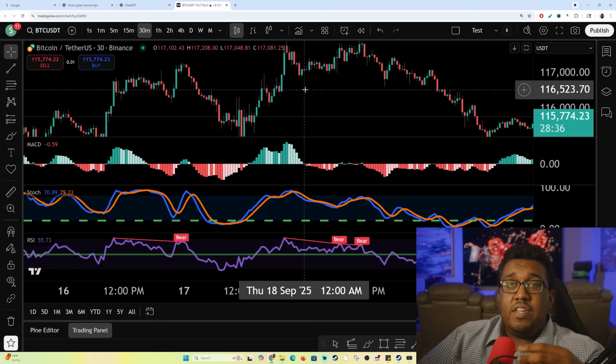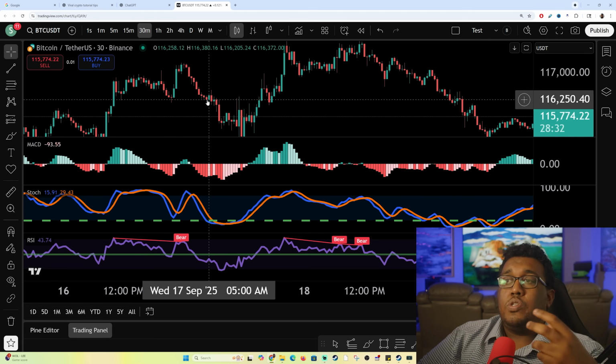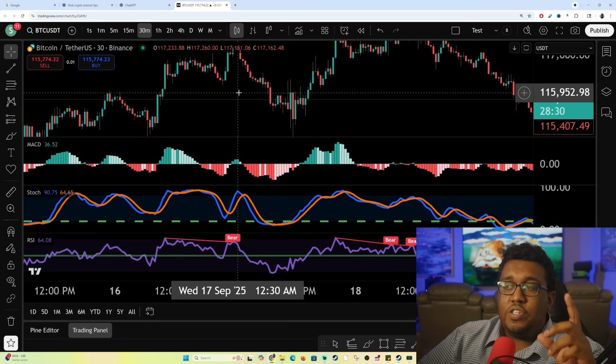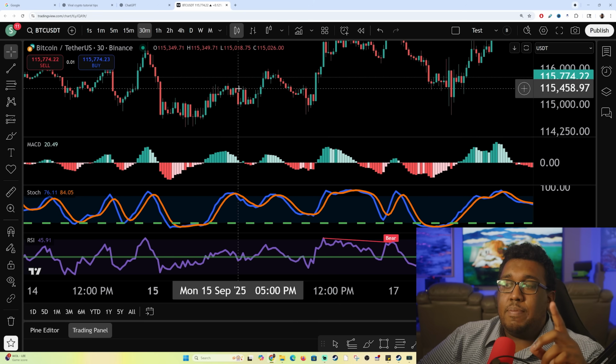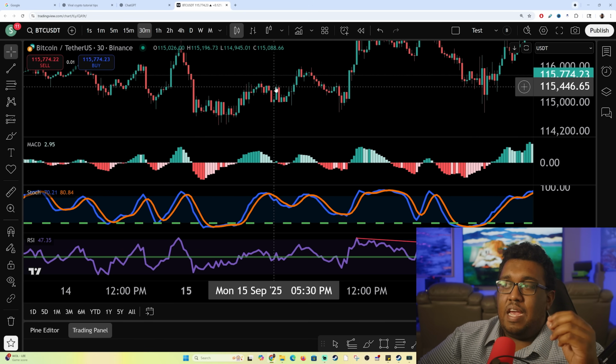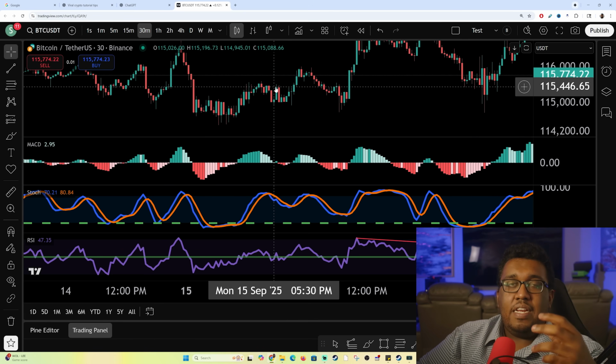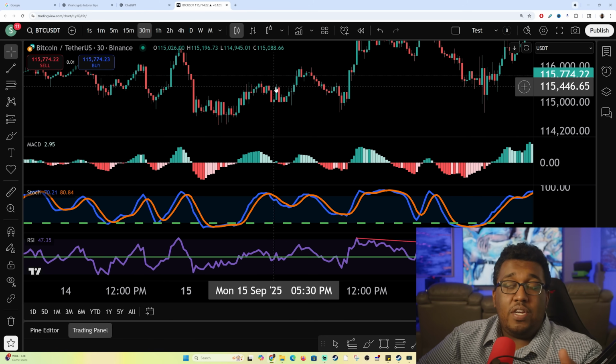Now, what I found is this really works on the 30-minute chart, and this really excels on the 30-minute chart. So I primarily only use this one strategy on the 30-minute chart. But let's go back in time a little bit more and see the last time it happened, because you can see it's not going to be happening every few hours. It takes about once a day. You're going to get this, maybe twice a day if you're lucky.